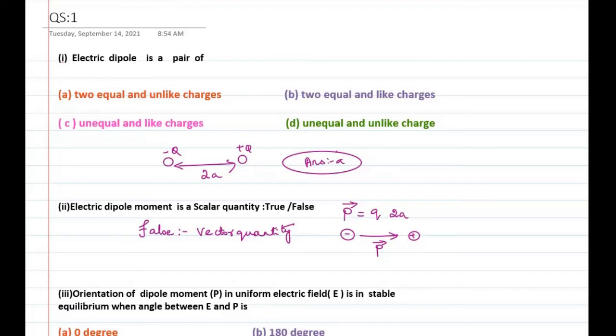And the unit for the dipole moment will be, for charge it is coulomb and for distance it is meter, so the unit of dipole moment is coulomb meter.